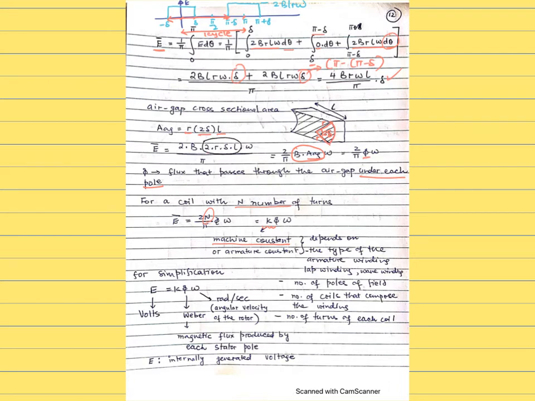So E, induced voltage, and for simplification purposes, we're going to take that bar off. We're going to just simply say E, which is the induced voltage. So this is called induced armature voltage, and is given by Kφω, where phi is measured in Webers, omega is measured in radians per second. Phi is the magnetic flux produced by each stator pole, and omega is the angular velocity of the rotor, or angular speed of the rotor, in radians per second. So induced armature voltage, also called internally generated voltage in the machine.